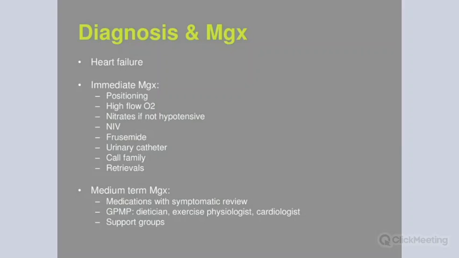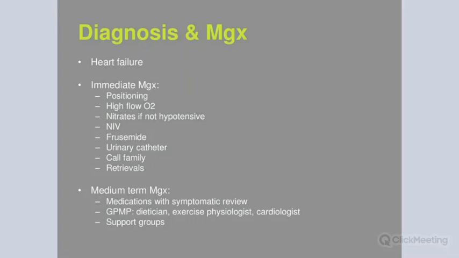So as you all know: positioning, high flow oxygen, nitrates if not hypotensive, non-invasive ventilation can be considered, using furosemide, and making sure that she's got a catheter if that's the case, calling the family, or if she's got an EPA potentially, and then discussing with retrievals. And if this patient is not going to be able to be managed in your small rural hospital, which is usually the case, you need to be calling retrievals and having a chat to them.